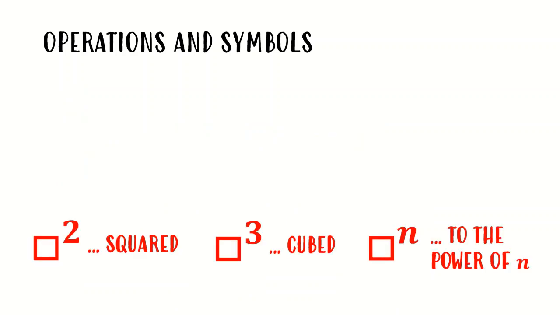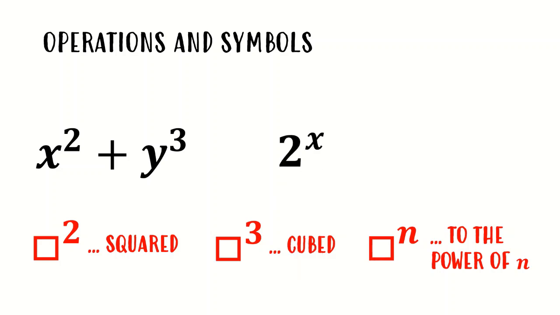And let's look at some powers now. So x squared plus y cubed. 2 to the power of x. X squared times y squared. X squared, y squared. Yeah. So pretty simple.